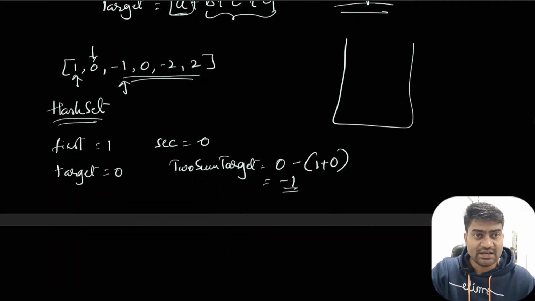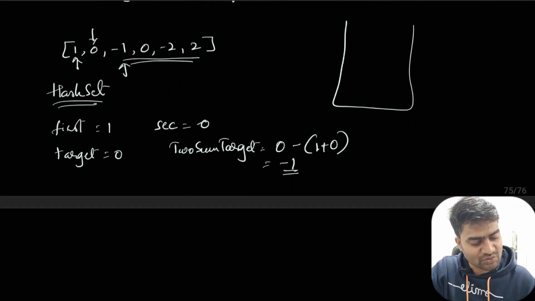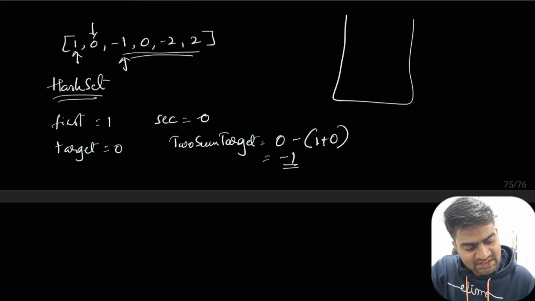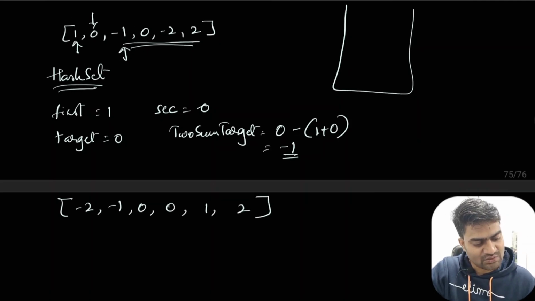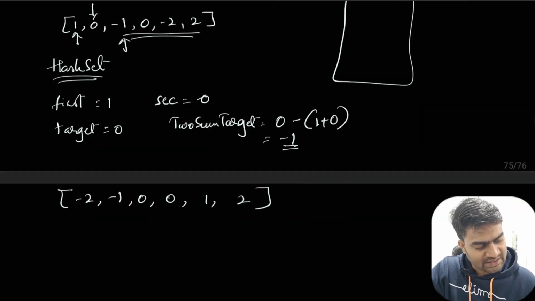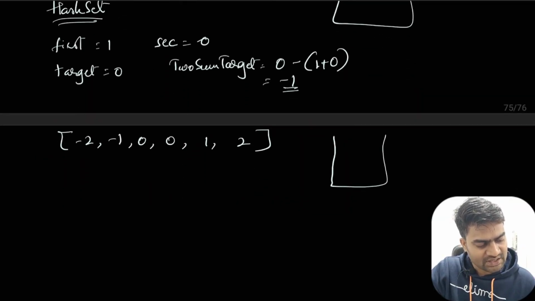So here we also sort all these numbers so that it becomes easier for us to skip the duplicate numbers. Why skip? Again, you can watch that in the three sum problem. So now what I will do, I will first sort this entire array. So it becomes -2, -1, 0, 0, then 1 and 2. Okay. So now let's consider this as our hash set.